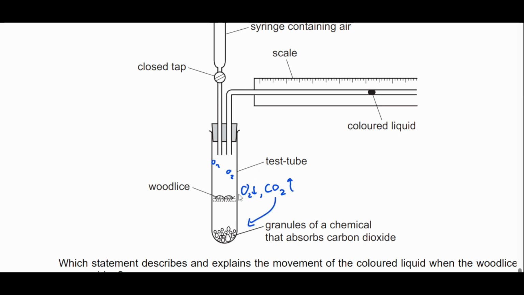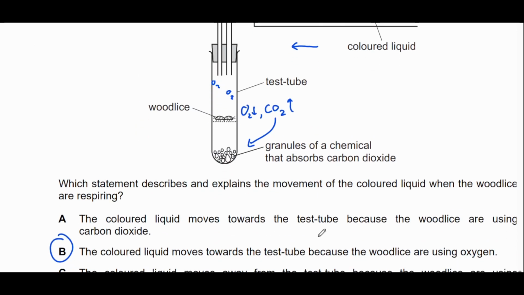So therefore, the volume of oxygen and CO2 in this environment will decrease. So therefore, the colored liquid will move to the left towards the test tube to somewhere around here, right? Because there's less pressure in this test tube and there's a lower volume of gas, so therefore the liquid will move left. Okay, so the colored liquid moves towards the test tube because the wood lice are using oxygen as the answer. Okay, 24 B.